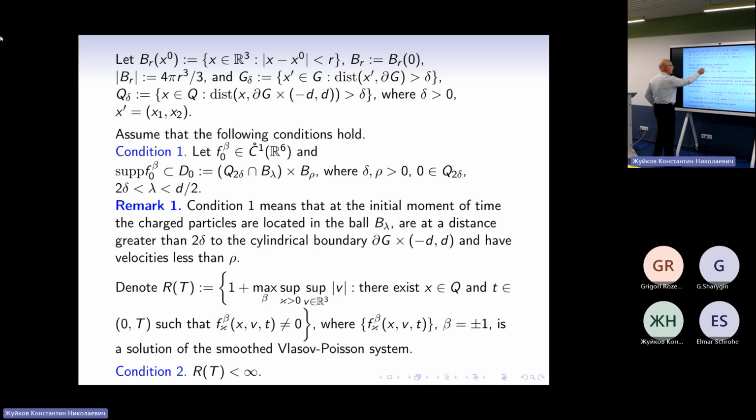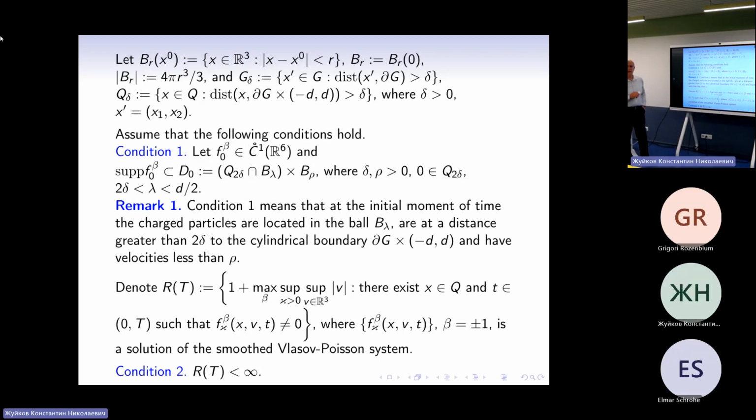Now, condition 1. Let f beta 0 belong to C1, and the support of f 0 beta belong to the following set. What does it mean? First, that with respect to space variables, density distribution functions belong to some ball of radius lambda and lying at a distance greater than 2 delta from the boundary. With respect to velocities, they belong to some ball B0. These are usual assumptions concerning the initial density distribution function. But since we consider confinement, which was not studied before, we consider density distribution functions at the initial moment lying at some distance from the cylindrical part, from the wall of the reactor.